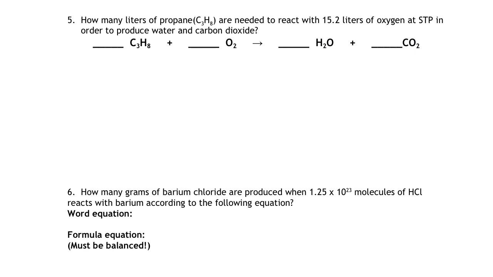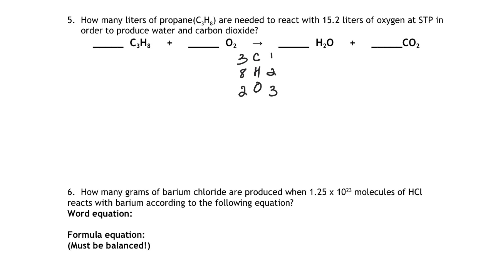All right, here's number 5, and right off the bat I see I need to balance this chemical reaction before I can even do anything else. So I'm going to get started here, and I'm going to do the tally method. Looking at my reactant side, I've got carbon, hydrogen, and oxygen. I have 3 carbon, 8 hydrogen, and 2 oxygen. On the product side, I have 2 hydrogen, 3 oxygen, and 1 carbon.